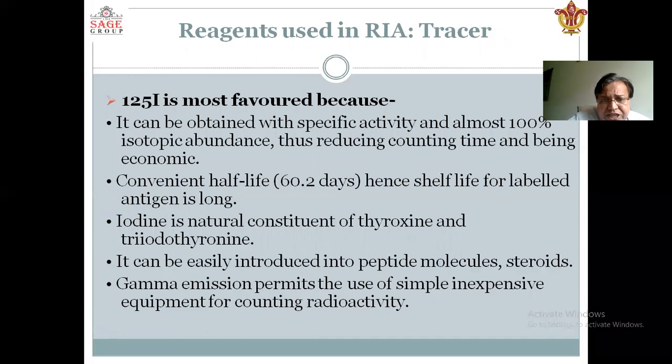Iodine is a natural constituent of thyroxine and triiodothyronine. It can be easily introduced into a peptide molecule or steroids. Gamma emission permits the use of simple, inexpensive equipment for counting radioactivity.